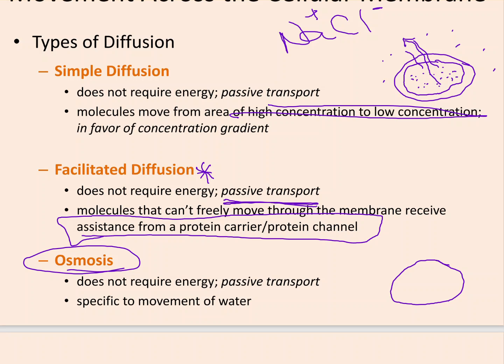A good example of this is sugar. So with blood cells in the bloodstream, if you have a lot of sugar outside of the cell but very little sugar inside the cell, then the sugar would want to naturally move into the cell in favor of its concentration gradient. However, sugar molecules are just too large to freely pass through the plasma membrane. So therefore, they're not going to easily be able to diffuse.